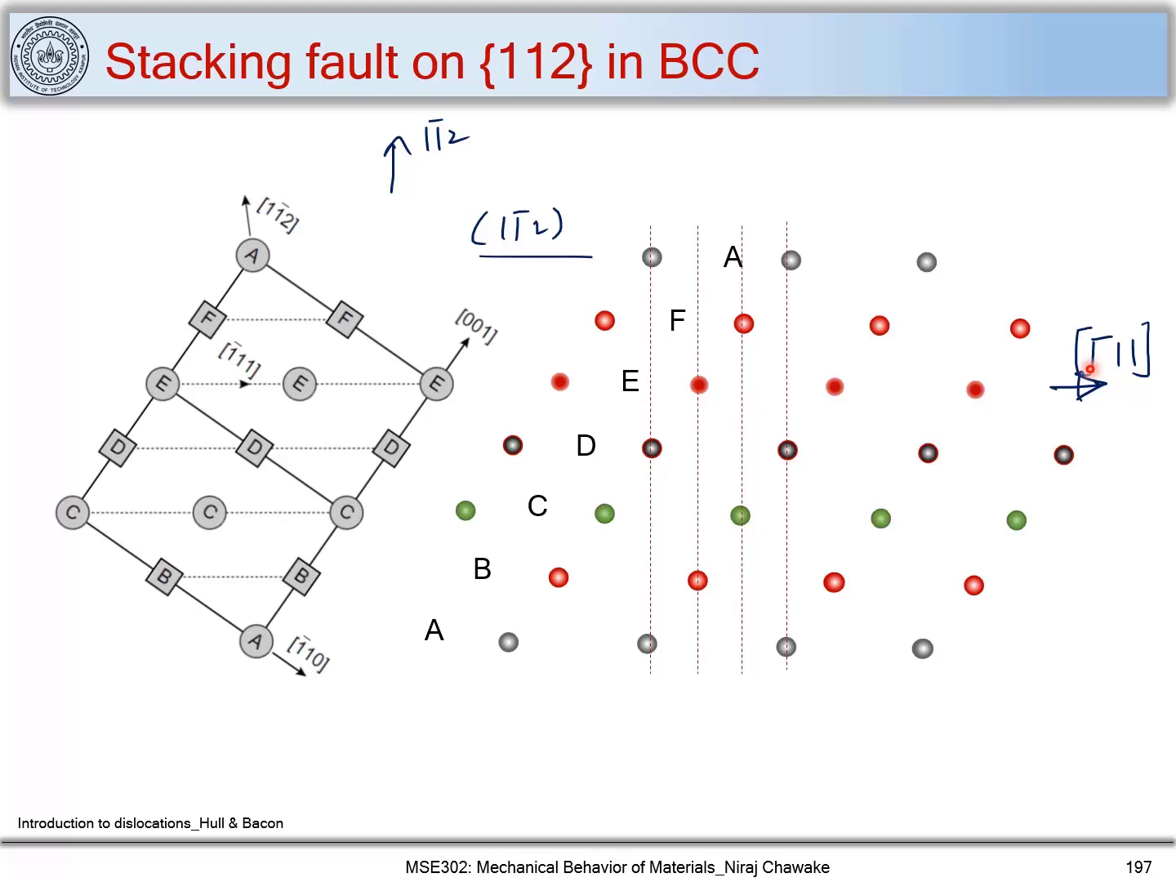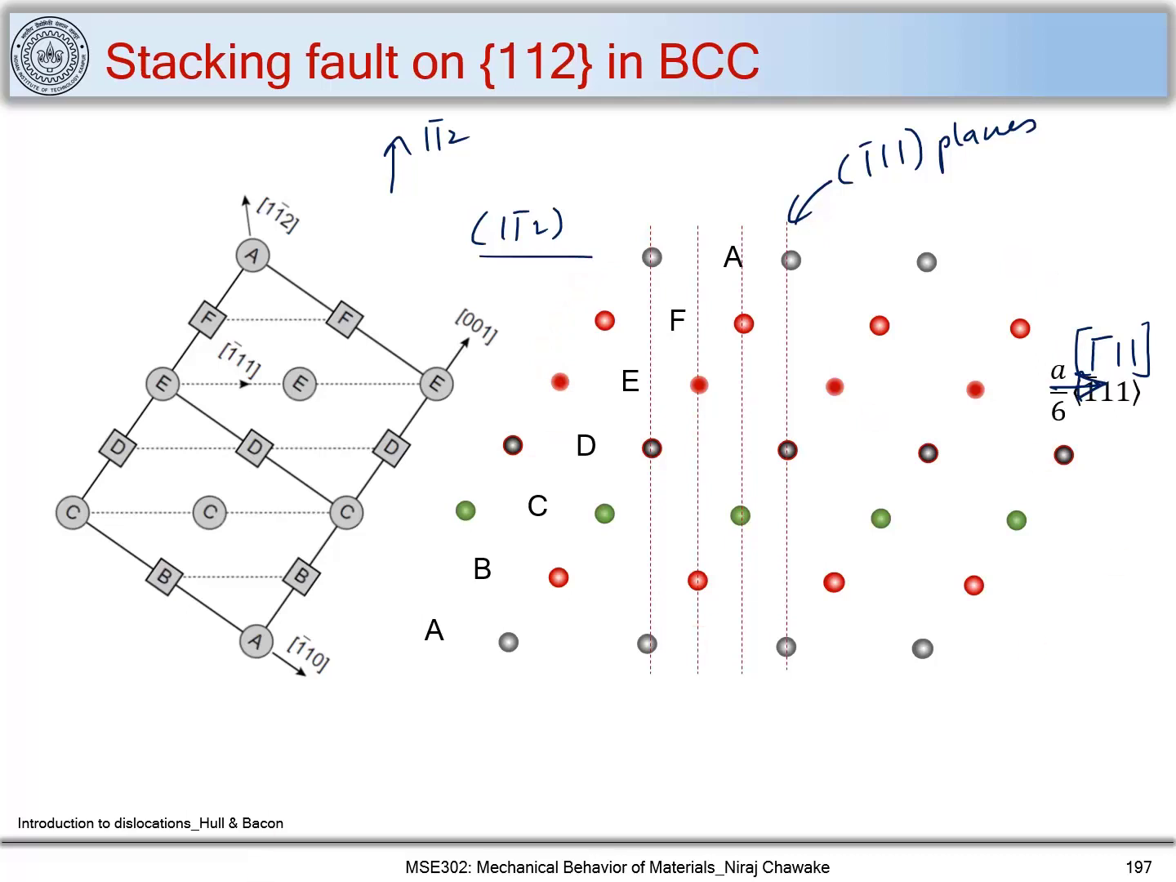And let us mark these planes. So these planes will be kind of 111 type of planes, because this direction is bar 11 direction and these planes are perpendicular to it. Now what we do is that rather than gliding one layer, we glide all the layers above it on the bottom layer.